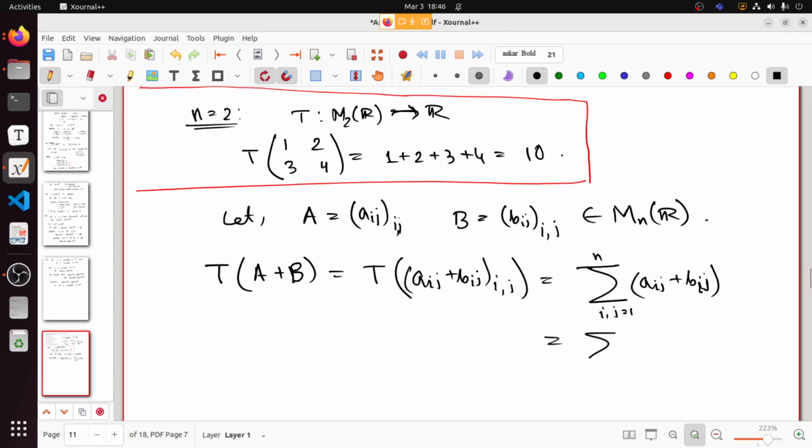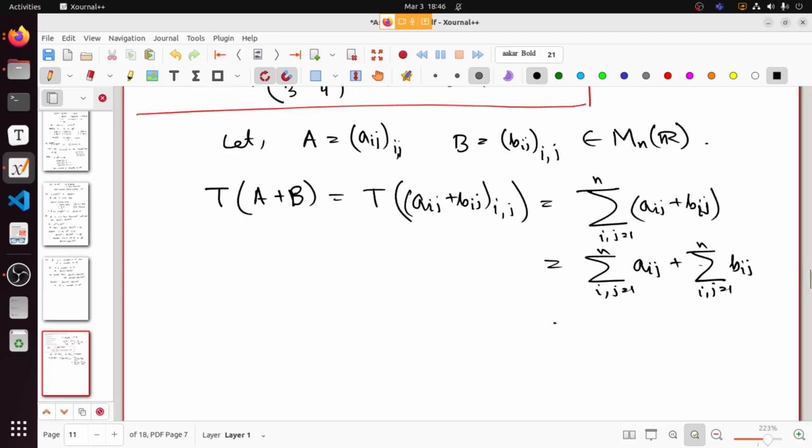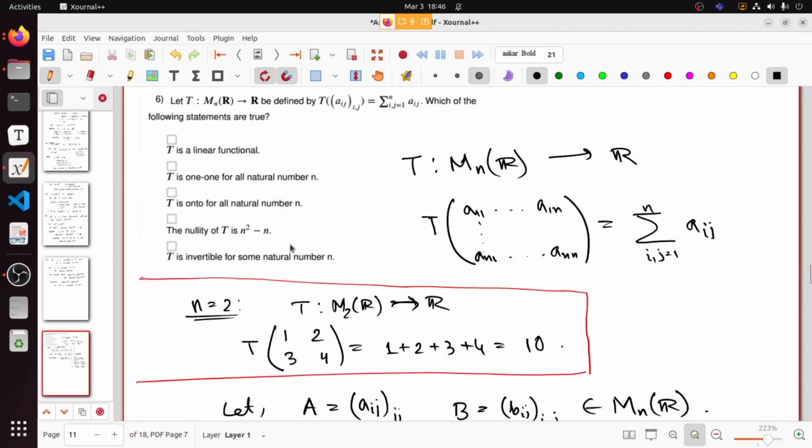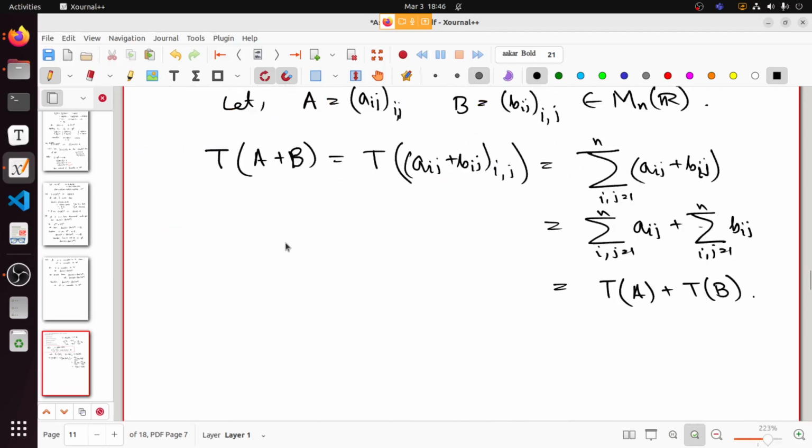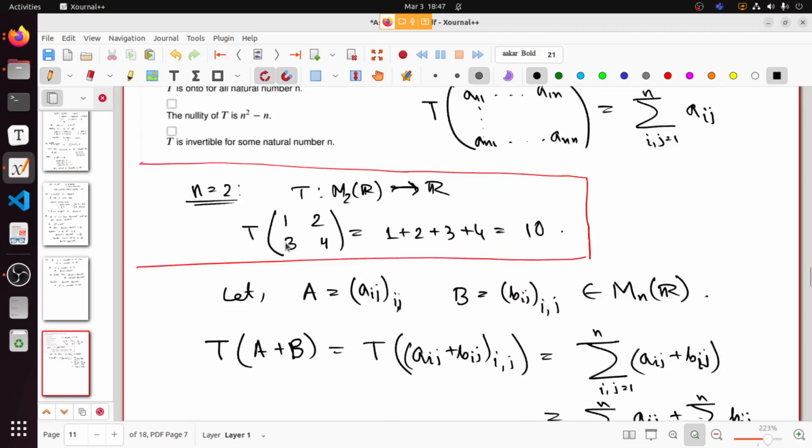Now simply write it like this: summation i, j equals 1 to n of Aij plus summation i, j equals 1 to n of Bij. So this is the T of A and T of B. So T of A plus T of B. Right, so we get T of A plus B is T of A plus T of B. Now let's check whether this is linear or not under scalar multiplication.